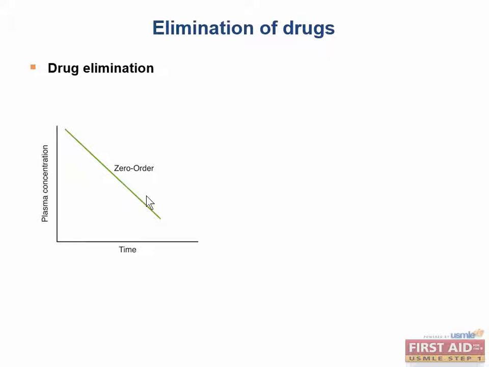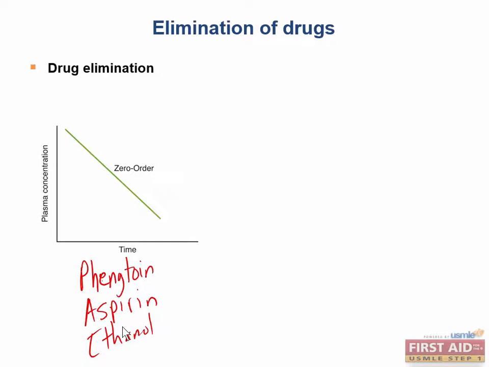Zero order elimination is less common than first order elimination, which we'll talk about next. So now that you're experts on zero order elimination, what should you remember for boards? What are the main medications that are going to be eliminated via this zero order elimination? Well, the high yield drugs that you should remember are going to include phenytoin, aspirin, and ethanol.